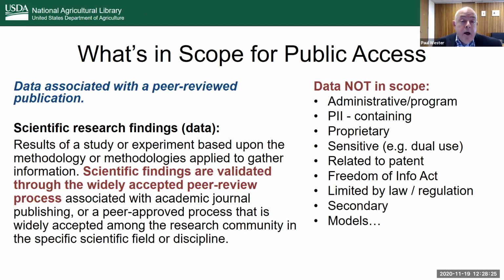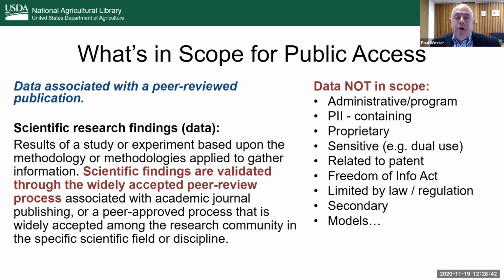And then other types of data that are not covered by the scope of this include models and other secondary data. Those are all listed within the P&P 630 itself. We do want to make a key distinction.